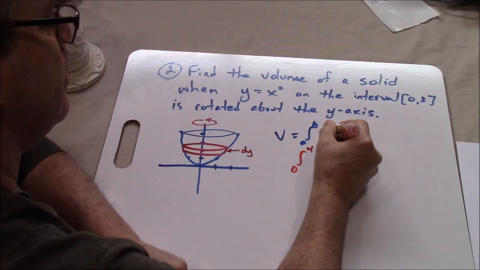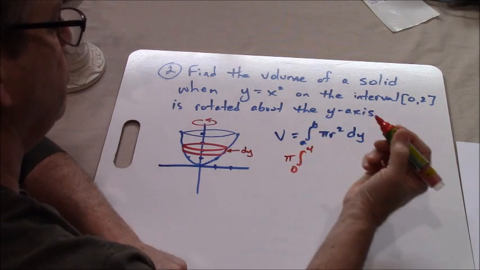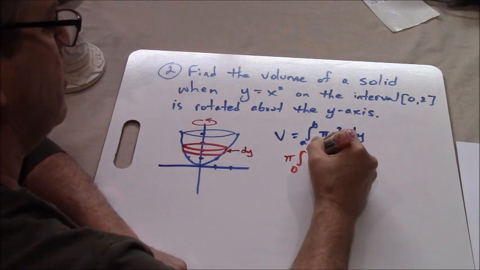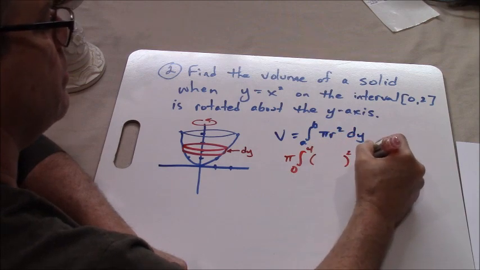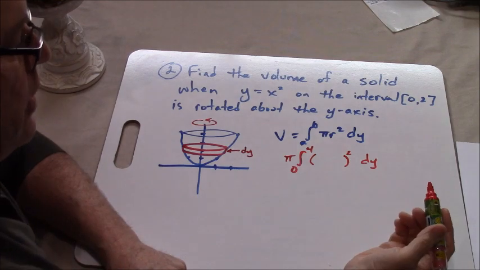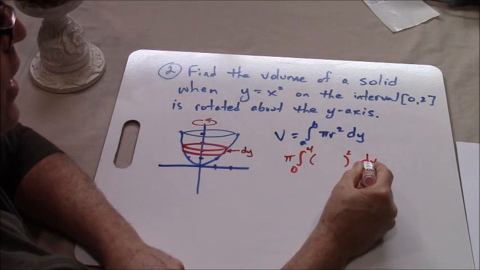Still going to have pi. It's a number. I'll move it to the outside. We'll do that every single time. My question here is, what's the radius? I can't put in x squared because I need everything in terms of y.